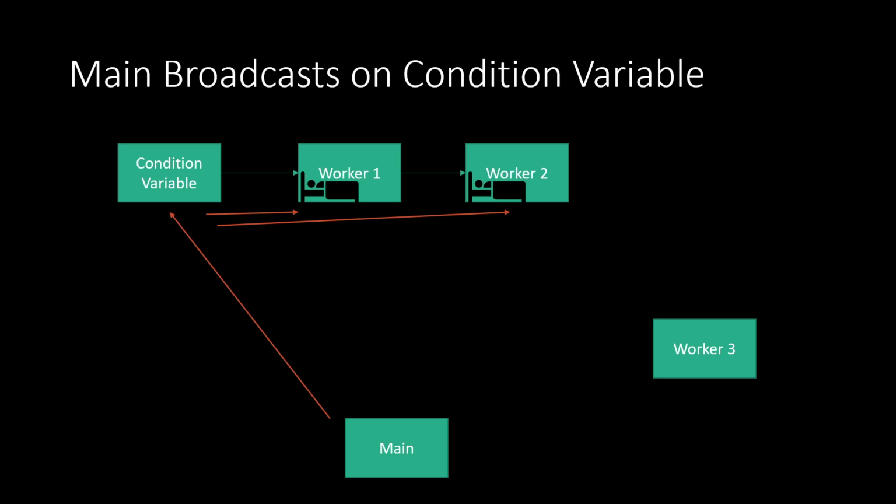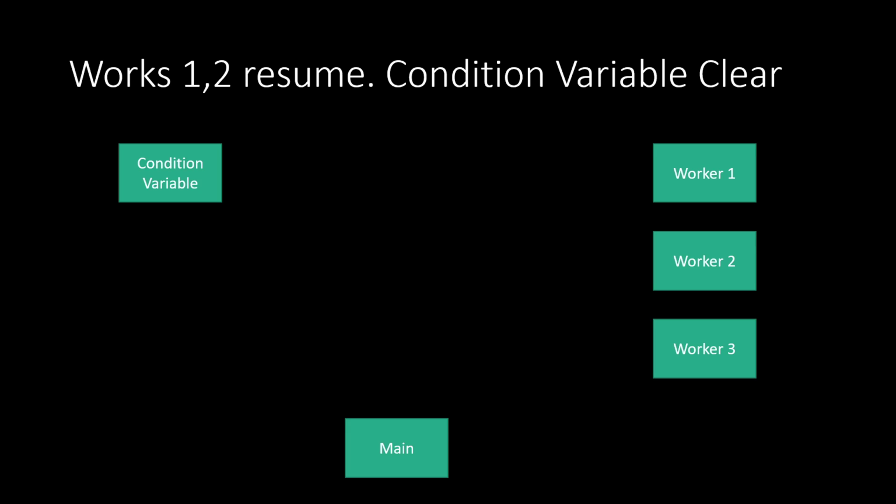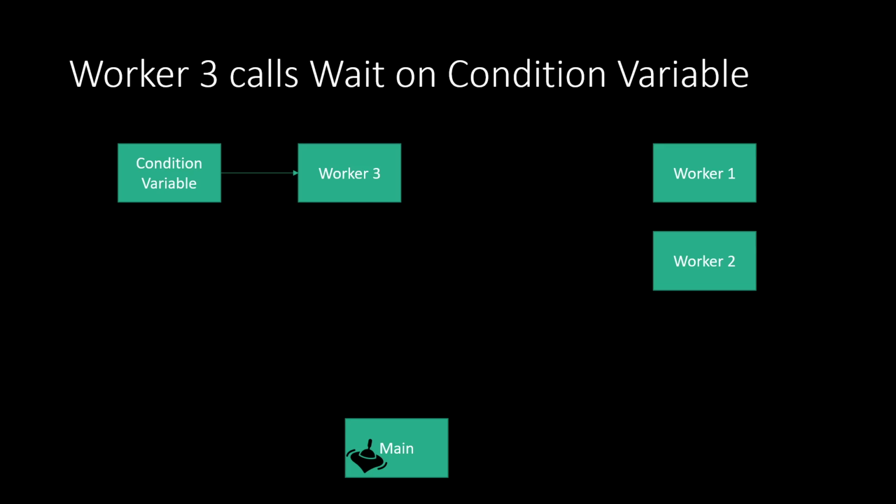And so the result of this is that we've probably coded this logic up thinking that when main calls broadcast, all of the workers would receive this message. That's not necessarily the case. In this case, only 2 workers were successfully able to make it onto the queue associated with the condition variable and are thus in the broadcast domain. So main calls broadcast, only worker 1 and worker 2 receive that, and they wake up. But then worker 3 calls wait and goes to sleep.